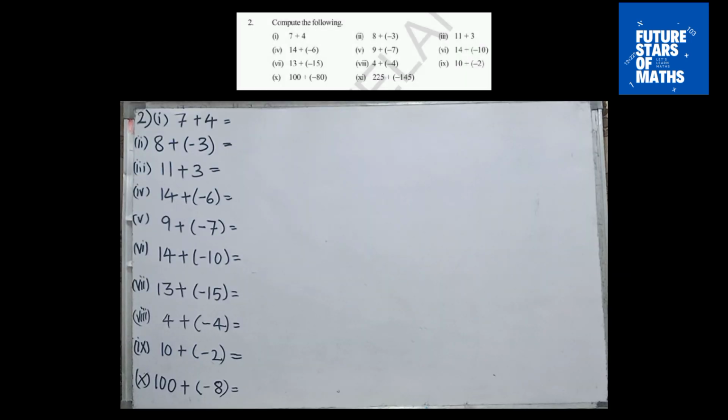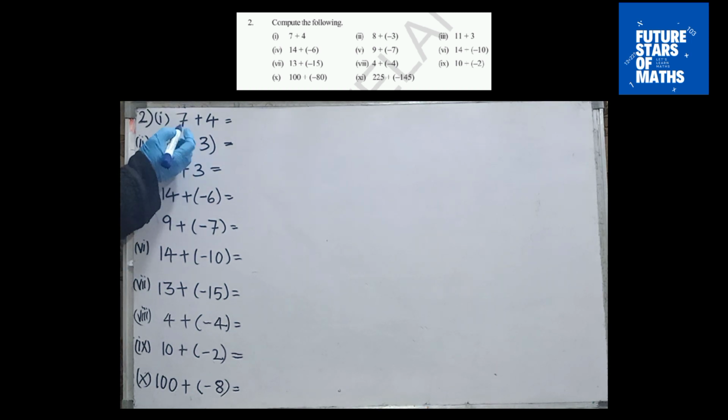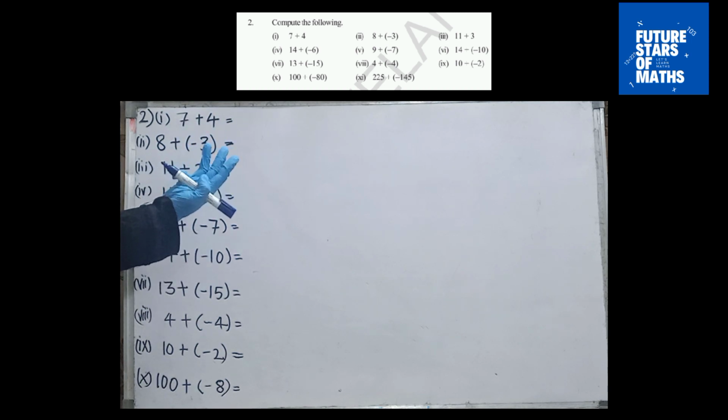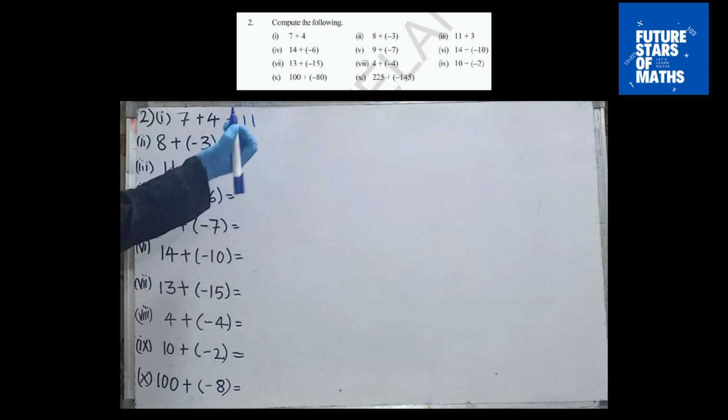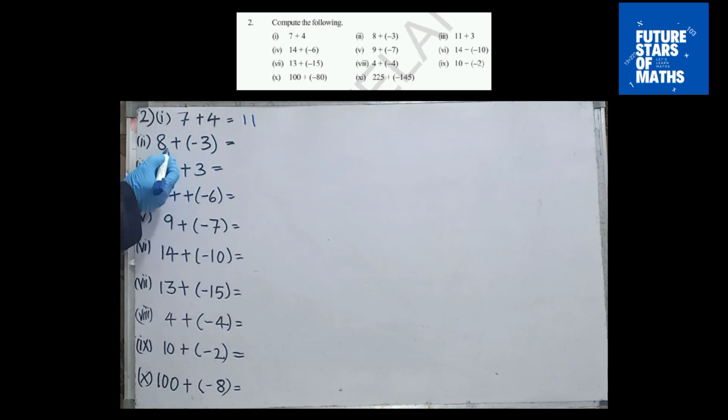The question is, compute the following. The first one in it is 7 plus 4. This everyone can do. We keep 7 in mind and take out 4 fingers, then count 8, 9, 10, 11. This is very easy. Now the next question is 8 plus minus 3. We should not have two signs at a time. There is a bracket in between.